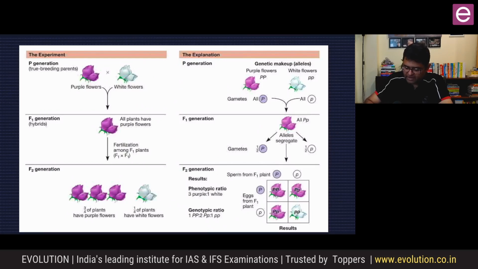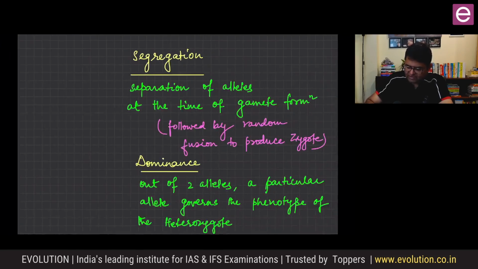So here I have just defined segregation. Segregation is separation of alleles at the time of gamete formation, and it is followed by random fusion of the gametes to produce the zygote. And dominance is, out of the two alleles, a particular allele governs the phenotype of the heterozygote, and that allele will be called the dominant allele.